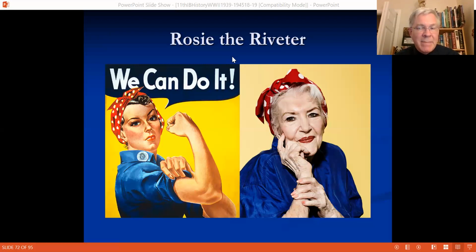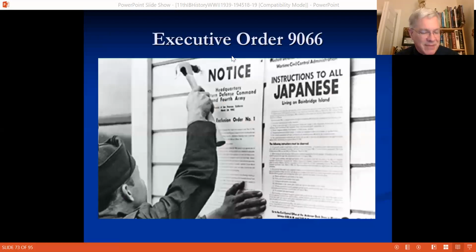Okay, let's talk about some other people that lived in the United States of America. Japanese Americans. Okay, let's talk about this one. There's the bullet point, third bullet point from the bottom: treatment of Japanese Americans and Canadian Americans. All right, here we go.